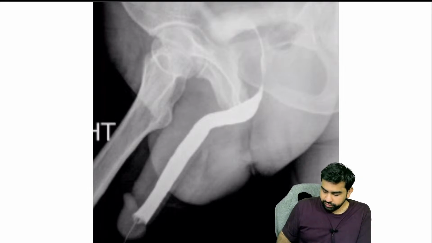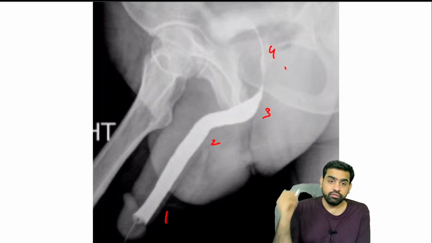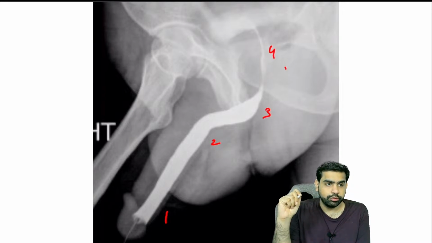Now if I ask you that this is point 1, this is point 2, this is point 3, this is point 4, where is the urethral stricture present over here? Can you please help me? Where is the urethral stricture present? Please try to understand, at which place is the urethral stricture present? Please tell me fast.